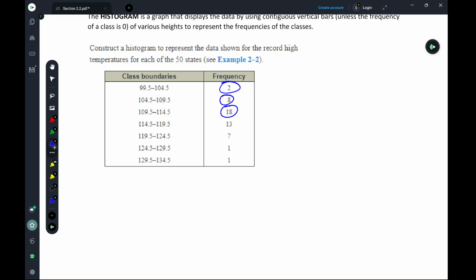18 of the states had a record high temperature somewhere between 109.5 and 114.5. And the temperatures go up from there, and we see the frequencies for each of them. So how are we going to use this data to construct what is called a histogram?